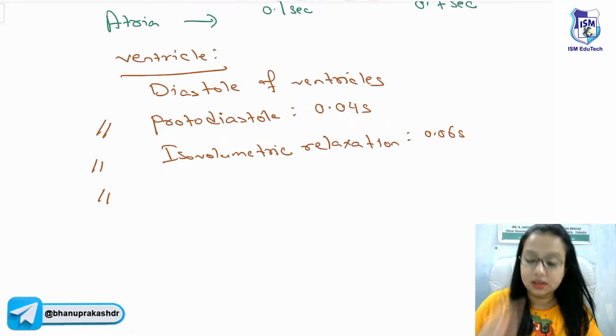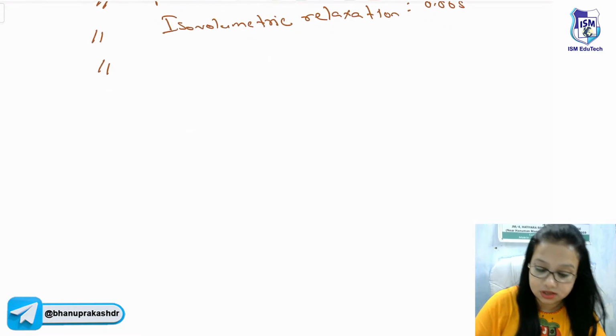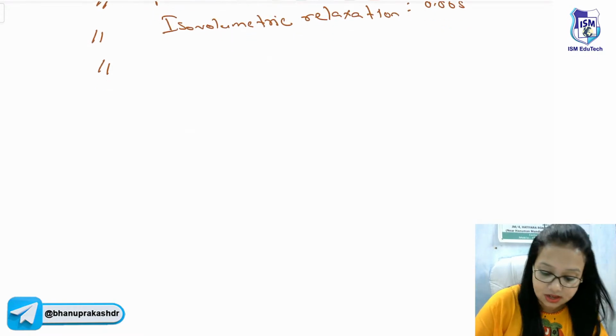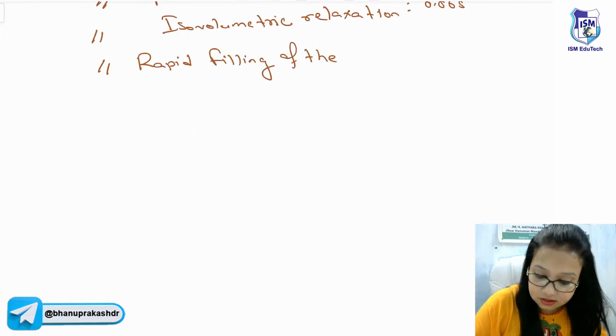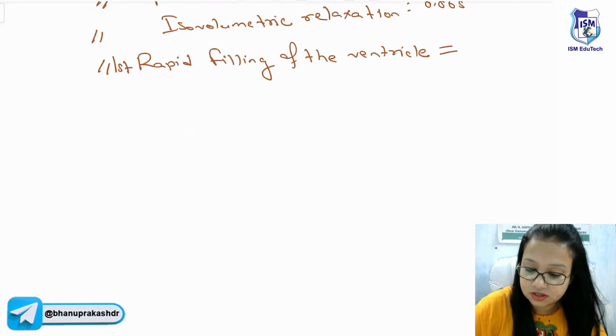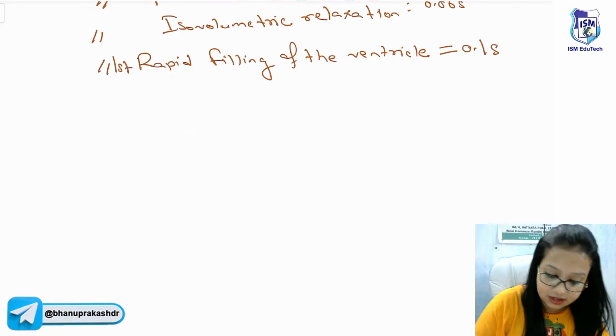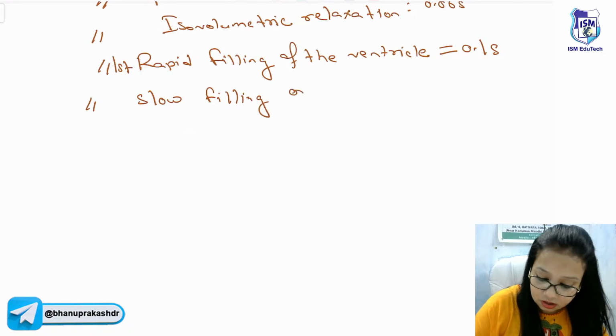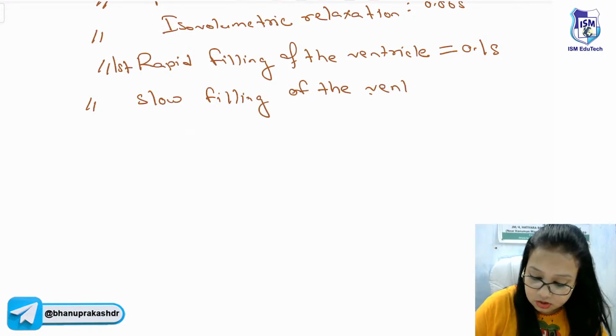Then starts the filling phase. The filling of the ventricle at first is very fast. It is called the rapid filling of the ventricle, also called the first rapid filling, which is about 0.1 second. Then it is the slow filling of the ventricle, which is 0.2 second. The slow filling is the one which is longer.